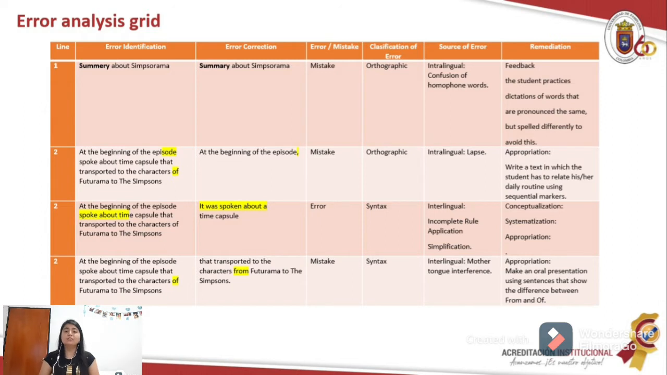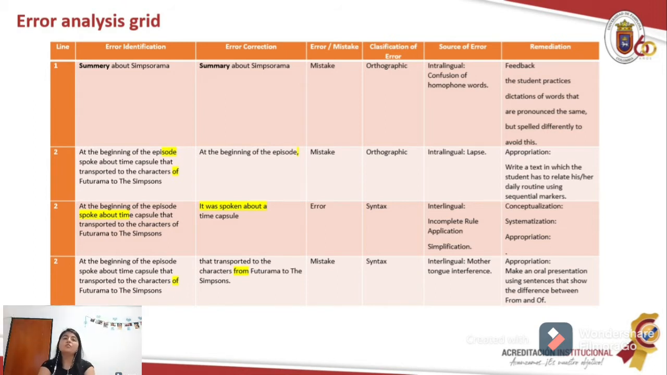For remediation, conceptualization: I suggest the student review the grammatical structure through texts where he or she observes its correct application. Systematization: perform an exercise where he or she determines whether it is passive voice or not. As appropriation, write a text using only the passive voice.